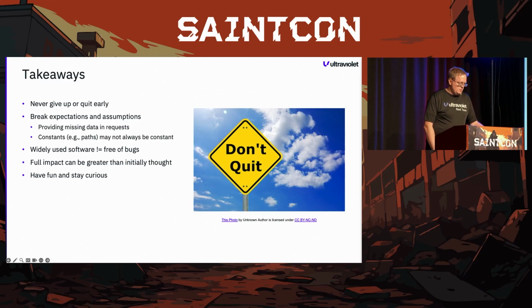Another thing is break expectations. The web server was expecting extensions to be loaded in a certain directory. We broke that expectation by loading them into a different directory and got code execution. The application itself might have assumed that those paths are constant. Who's going to take a running web server and change the paths out from underneath it? But that's an expectation you can break, and you see what happens when you do that.